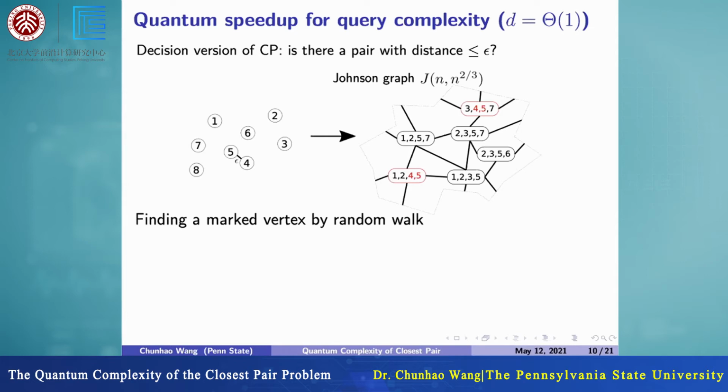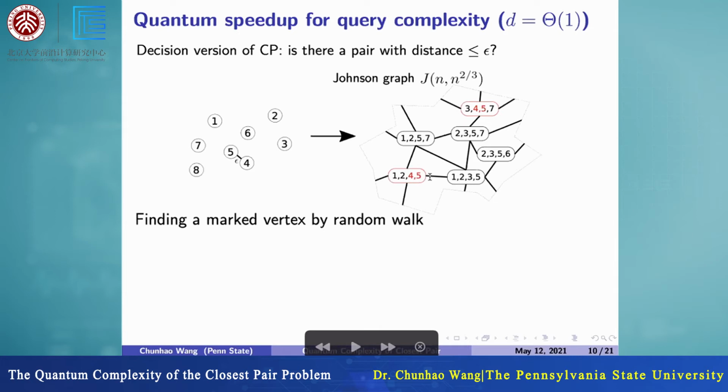Okay. So to solve this using Markov chain search, we first convert the closest pair problem to a Johnson graph. For the Johnson graph, J of parameter n to the 2/3 is like this. So n is the number of points in the closest pair problem, and each vertex of the Johnson graph contains n to the 2/3 points. So for example, in this example, n is 8 and n to the 2/3 is 4. So each vertex of the Johnson graph contains 4 points.